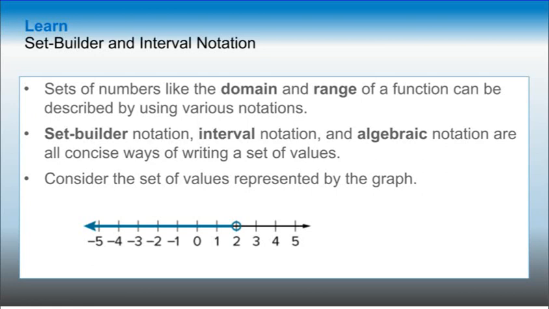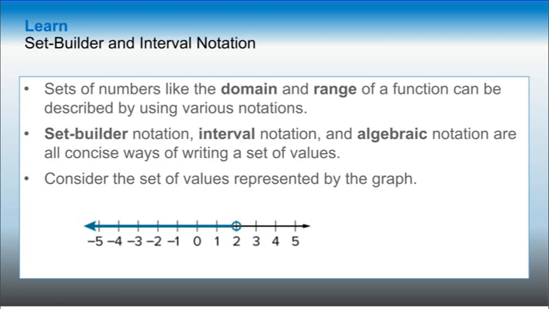For our lesson, we're talking about set builder and interval notation. So how are you going to write your domain and range? Sets of numbers like the domain and range of a function can be described by using various notations. Set builder notation, interval notation, and algebraic notation are all concise ways of writing a set of values. What I was showing before was algebraic notation.